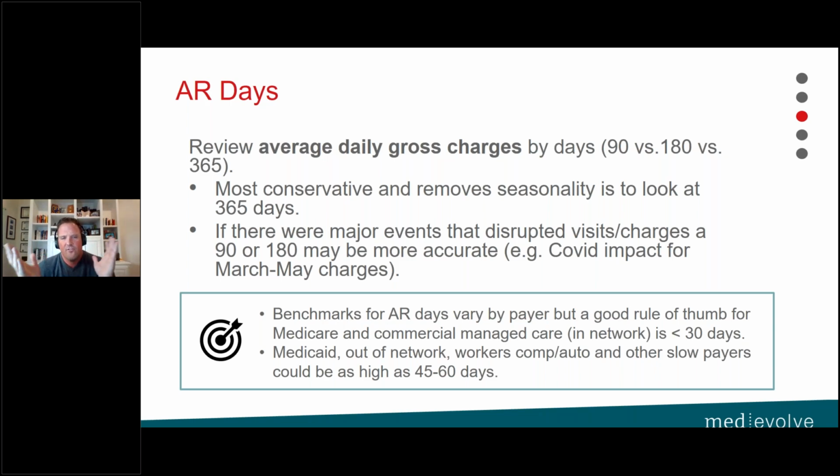365 is most conservative and removes seasonality. And then you have the 90 and 180 in there as well, just to see if there are impacts from COVID, or if you had a couple doctors out for an extended period of time, you can see that. People ask me, what's the goal?